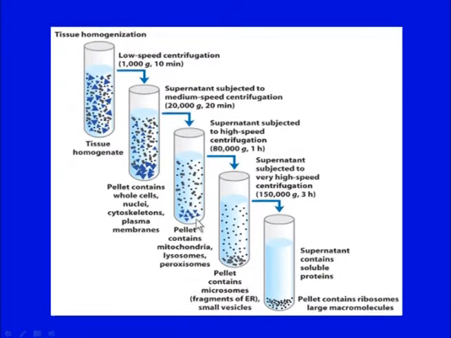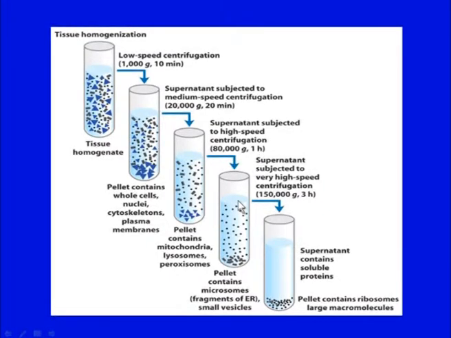So, again you will get a pellet, this pellet will be partially pure or not completely pure. So, again it has to go through resuspension and recentrifugation to get a reasonably purified sample. Now, the supernatant here will again be taken in a separate tube and then centrifuged at much higher, say 80,000 G for 1 hour.